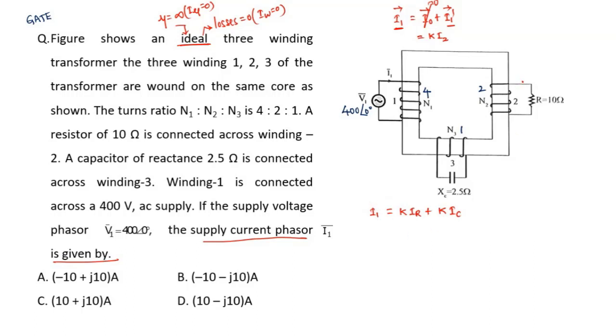What is IR? IR is the resistive nature current, and this current is going to be voltage divided by resistance. I know the resistance value as 10, but what is the voltage? I'm applying 400 volts on the source side. For 4 turns, if it is 400, now 2 turns, it will be 200.